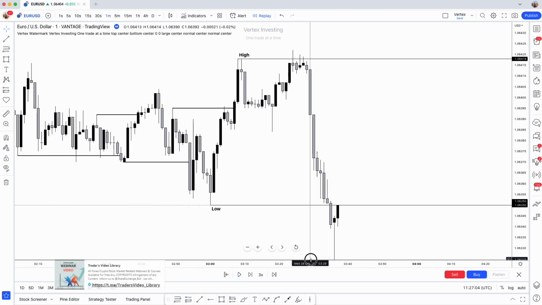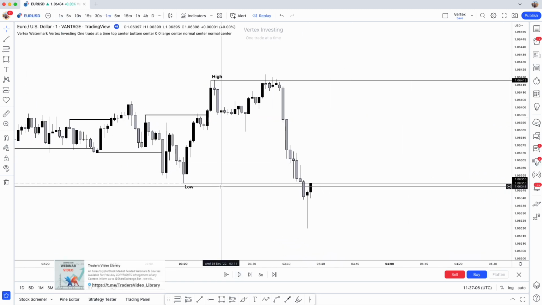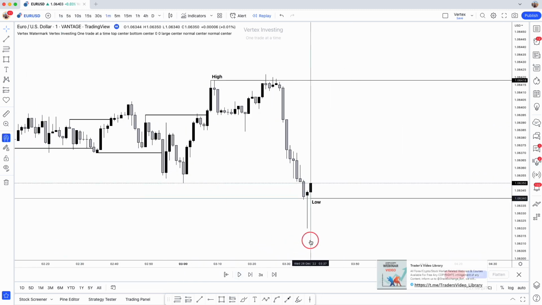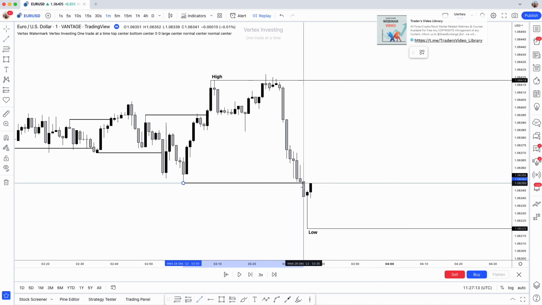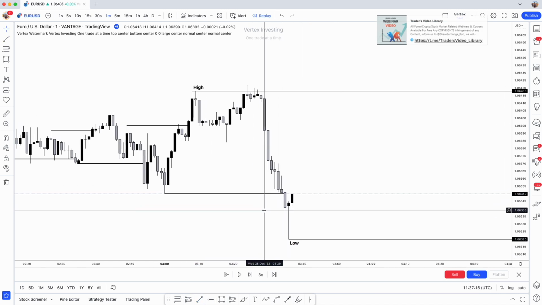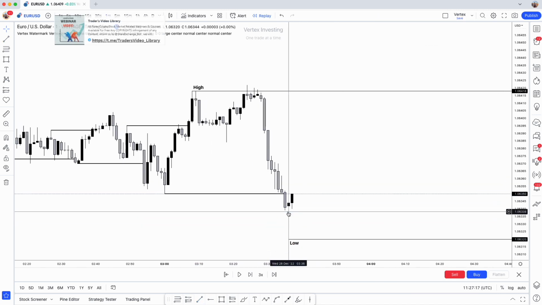Okay, so now we formed a new low, and the low has now been confirmed. So we can move our low to here. Before I forget where the previous low is, let me just draw this on. So that's our breaker structure. Where is the structural high, as in our range high?